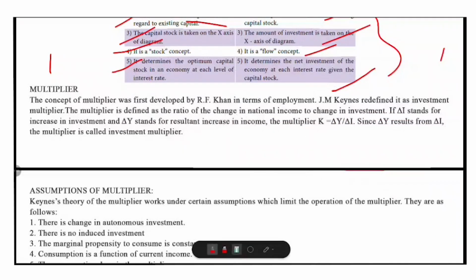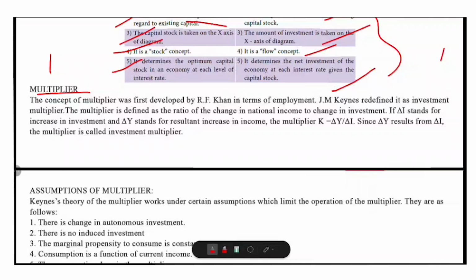Now we are going to deal with another topic, that is multiplier. It is very, very important for UPSC prelims. So what is multiplier? Multiplier is the number of times income increases because of an initial increase in investment.